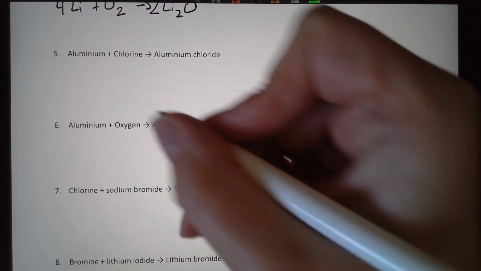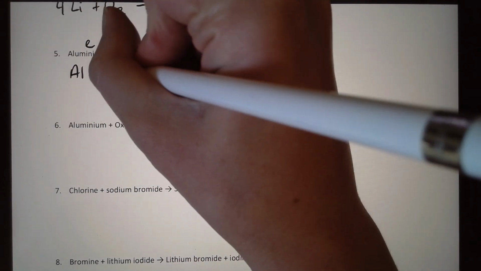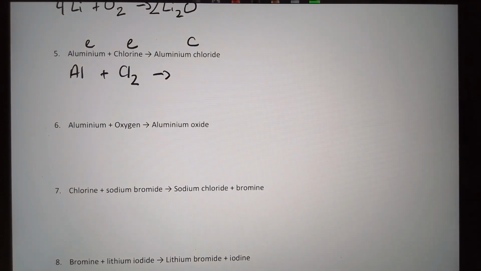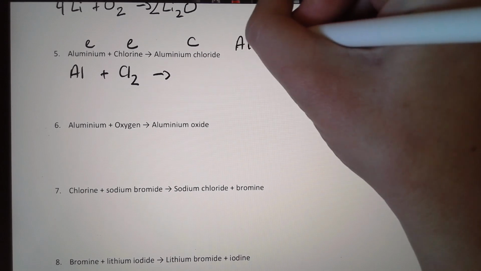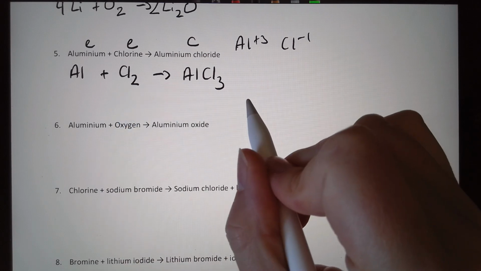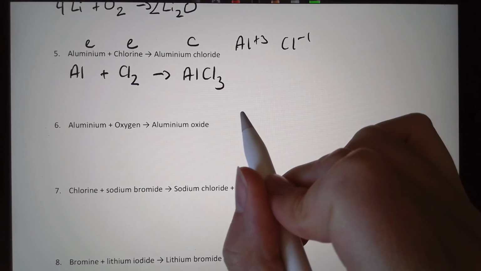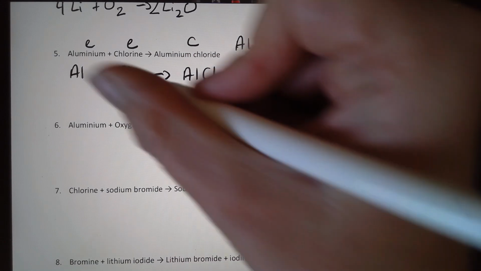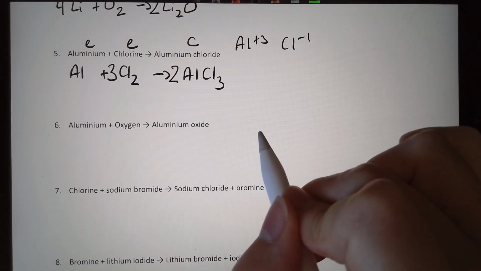Next one, aluminium and chlorine, element, element, compound. Aluminium is Al, it's not diatomic. Chlorine is Cl, it is diatomic. Aluminium chloride, I work it out using charges. Al +3, Cl -1 gives me a formula of AlCl3. Again, this isn't balanced. 2 chlorines on the left, 3 chlorines on the right. The smallest number 2 and 3 divide into evenly is 6, so I'm going to make both of these 6 chlorines. So I need a big 3 here, 3 2s are 6, a big 2 here, 2 3s are 6. 2 aluminiums means I need 2 aluminiums, all right?